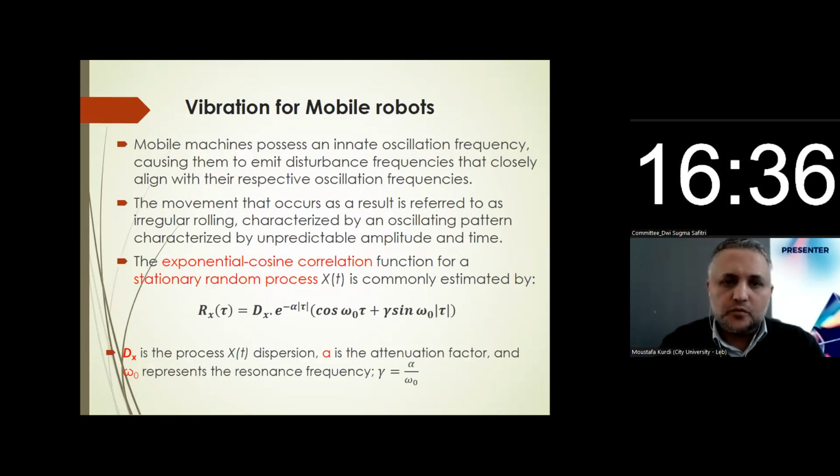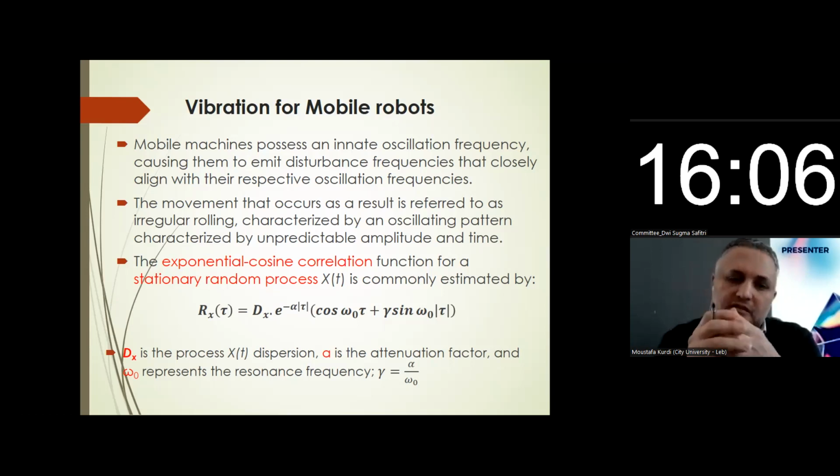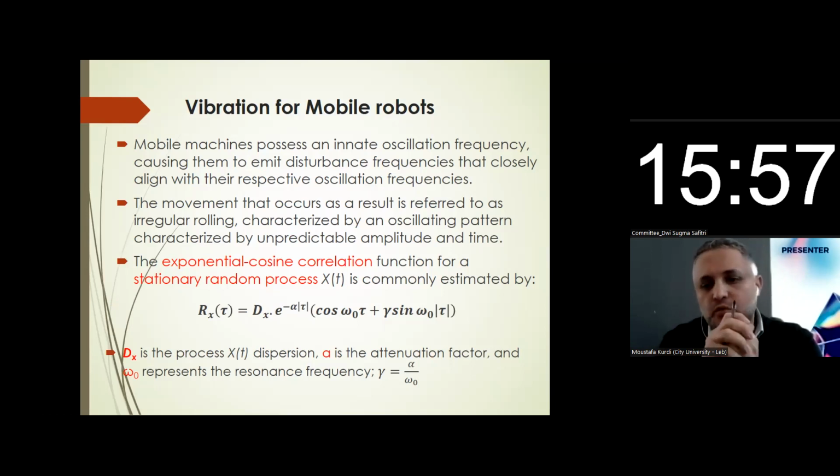Vibration for the mobile machine initiates oscillation frequency, causing them to emit disturbance frequency that closely aligns with their respective oscillation frequencies. The movement that occurs as a result is referred to as irregular rolling, characterized by an oscillation pattern with unpredictable amplitude and time. We use the exponential cosine correlation function for the stationary random process x(t), given by this formula, where Dx is the process expression, alpha is the attenuation factor, and w0 represents the resonance frequency.